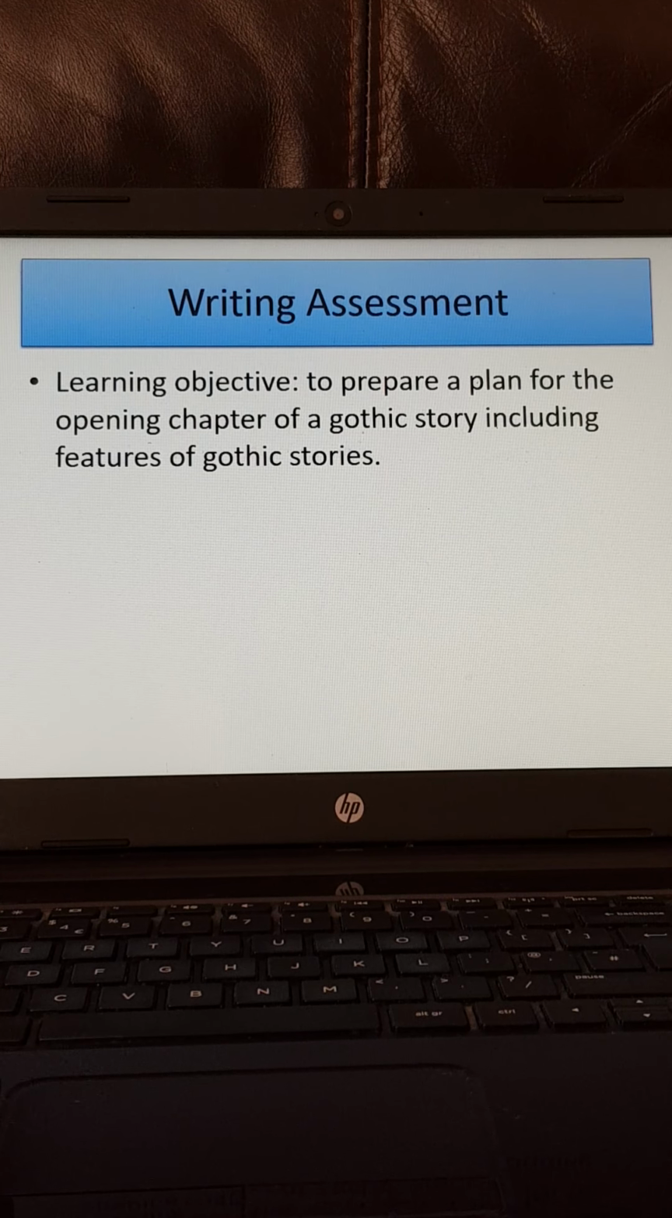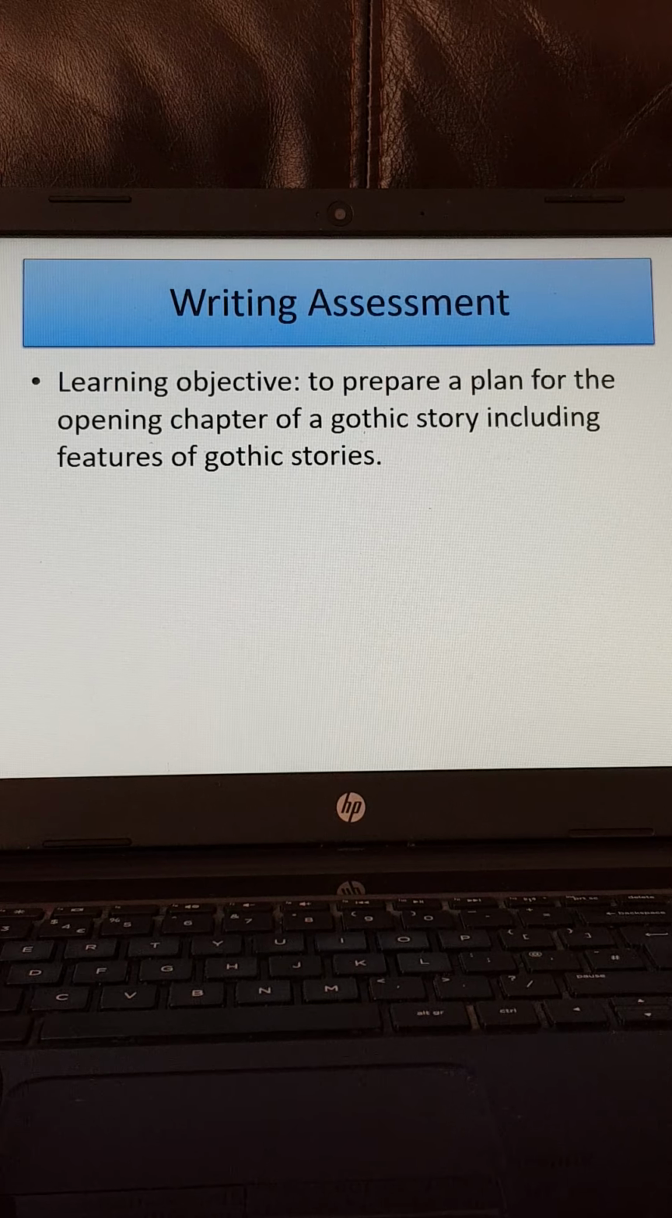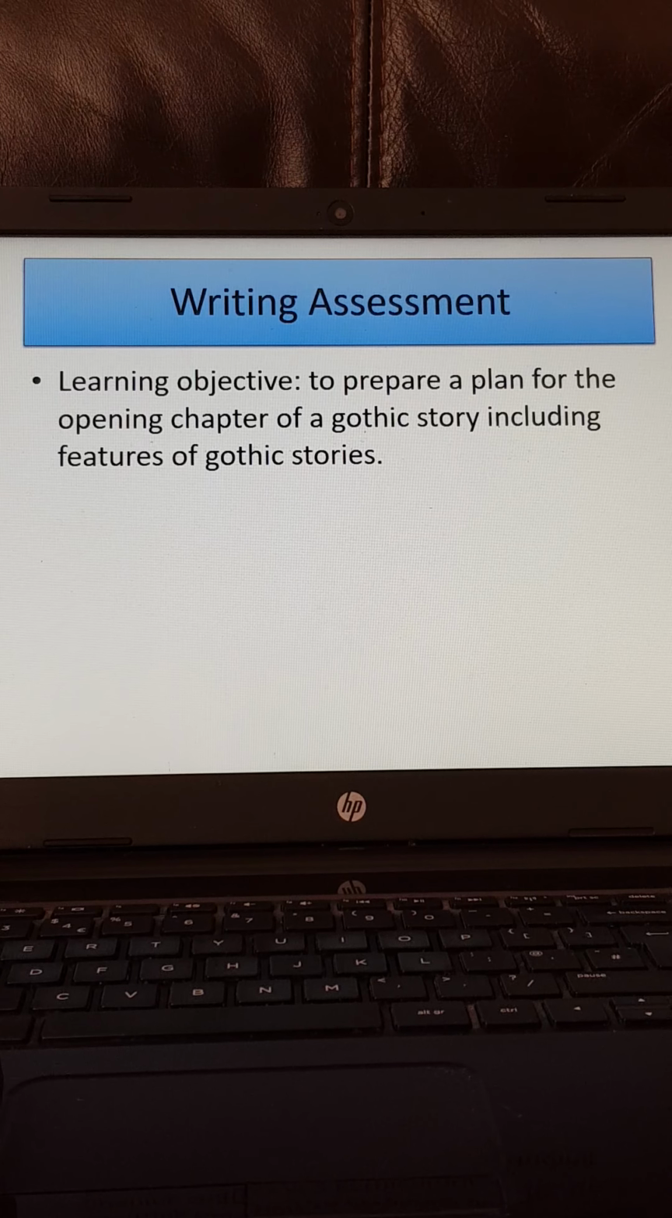So Year 7s, we're coming towards the end of the Gothic story writing unit, and what we're going to be doing today is having a go at a writing assessment, or certainly starting to prepare the plan for an opening chapter of a Gothic story, including features of Gothic stories.